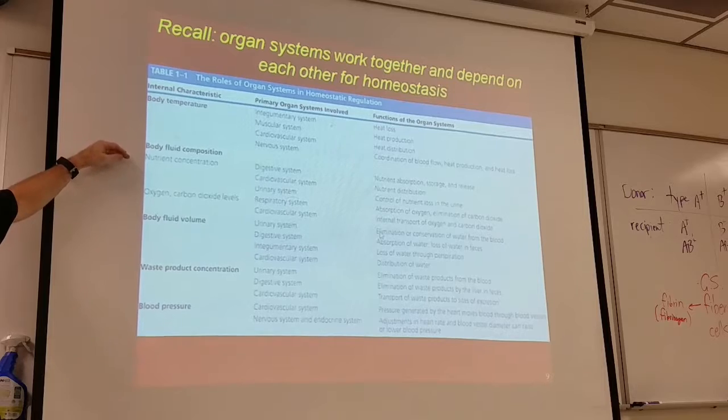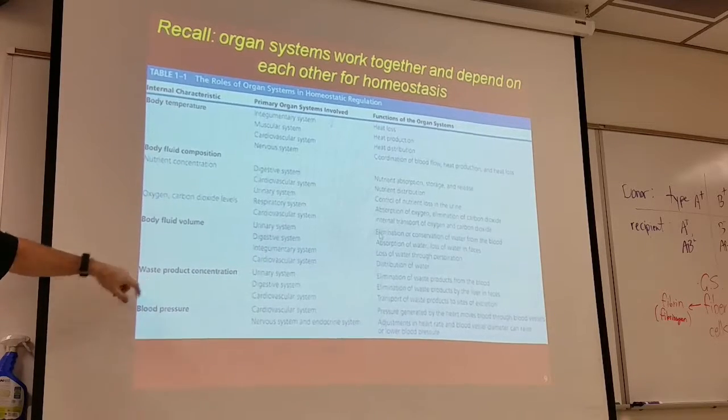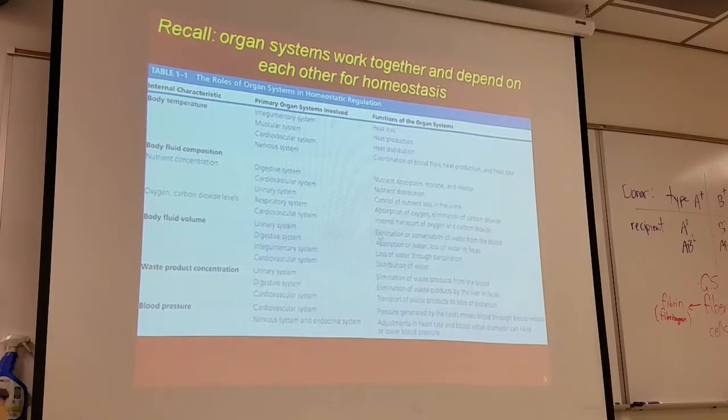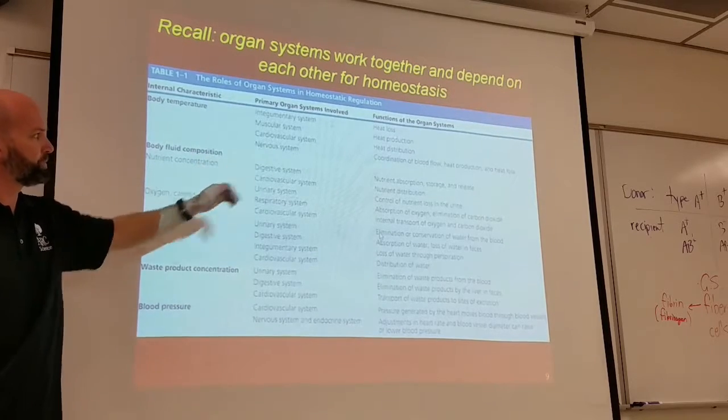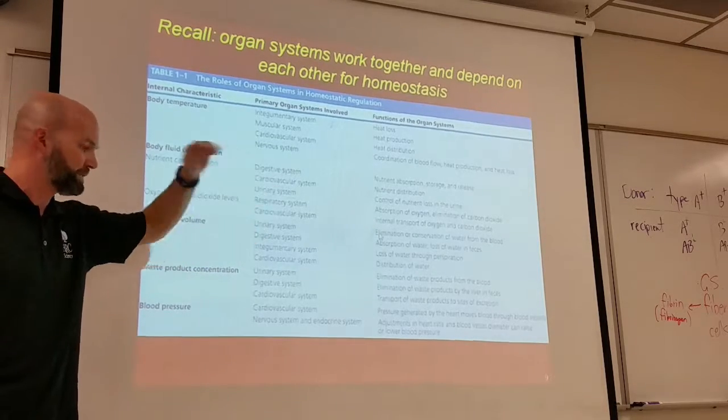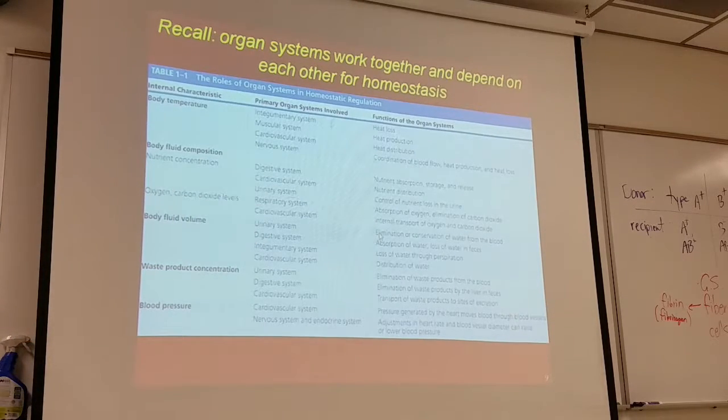So nutrient levels and waste levels and gas levels. Right? So you got digestive system and respiratory system and urinary system and cardiovascular system and integumentary system, nervous system, endocrine system, muscular system, right, in terms of keeping the temperature of blood stable. So really everybody, but reproductive.